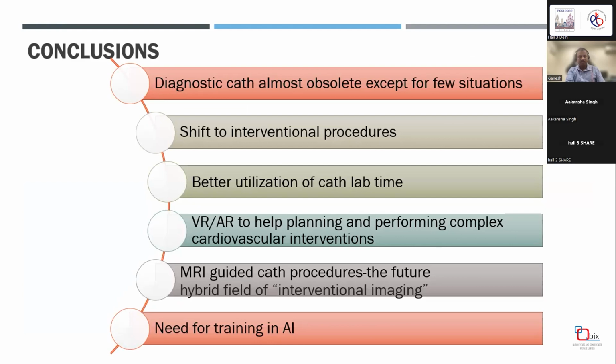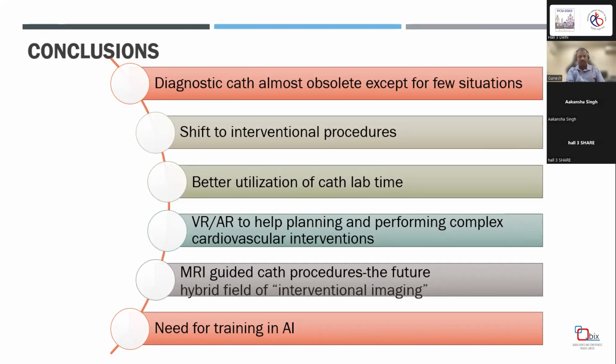And then coming to virtual reality and augmented reality, they will help in planning and performing complex cardiovascular interventions. And MR-guided cath labs are coming. So hybrid cath labs with MR superimposition are coming. So interventional imaging is coming up. And as we do this, I think as cardiologists also, we need to be trained in CT and MRI. And unfortunately, if we decrease the number of diagnostic caths, I think for the new fellows and the training fellows, it's a disadvantage. So I think you have to balance it out.